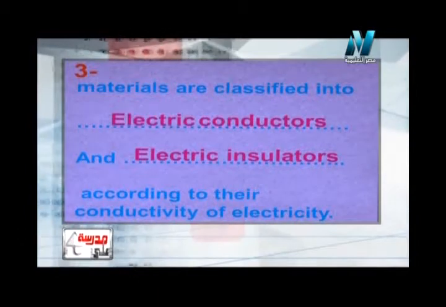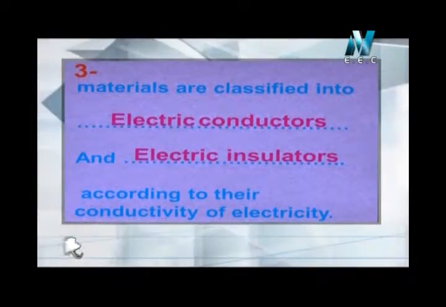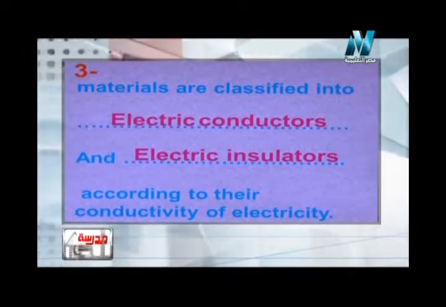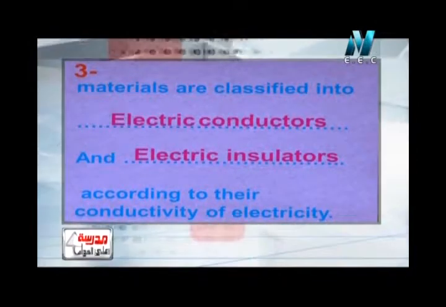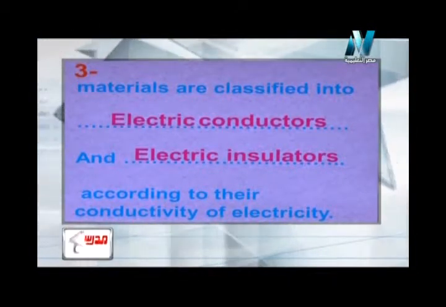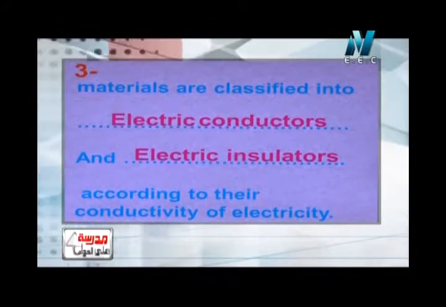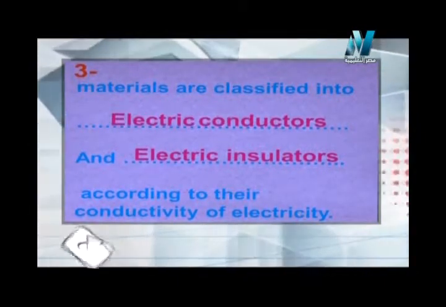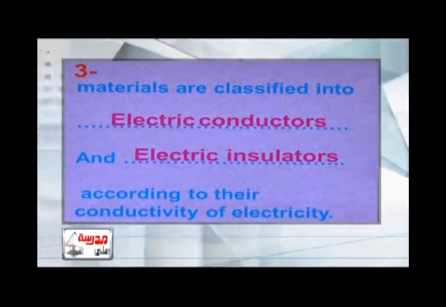And we have many examples of each one of them. Electric conductors such as iron, copper, aluminium, gold, silver, and any metal. Even mercury itself is a good conductor of electricity, and also the earth, the human body, the impure water which we use in our daily life, or mineral water, all of them are electric conductors. So what about electric insulators? Electric insulators such as plastic, rubber, wood, glass, air, and so on. So again, we have classified the materials into 2 types, electric conductors and electric insulators, according to their conductivity of electricity.